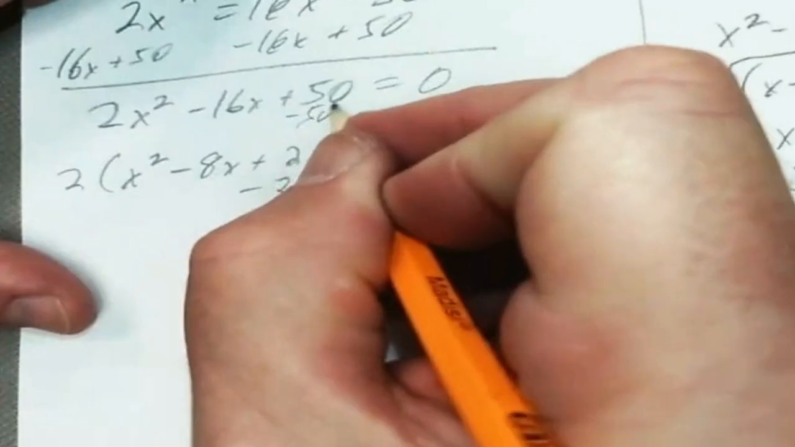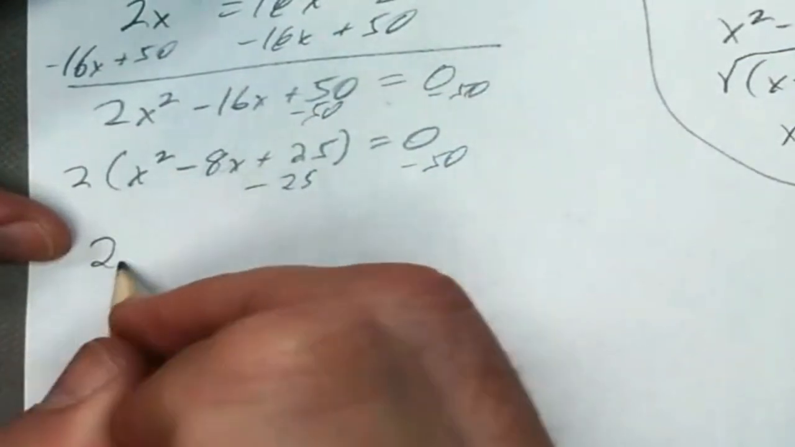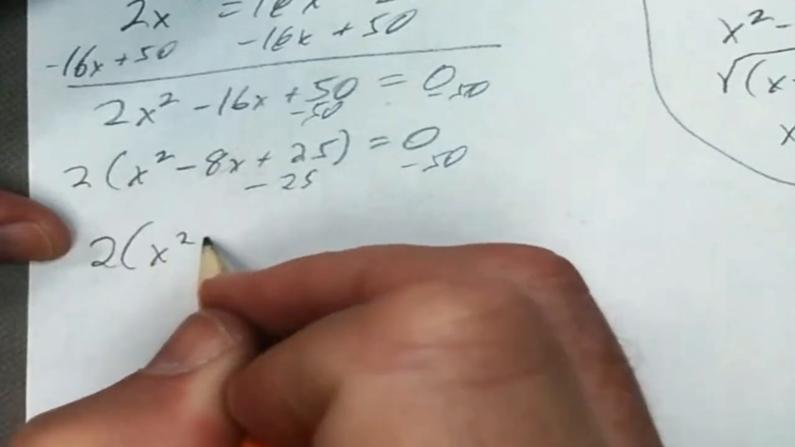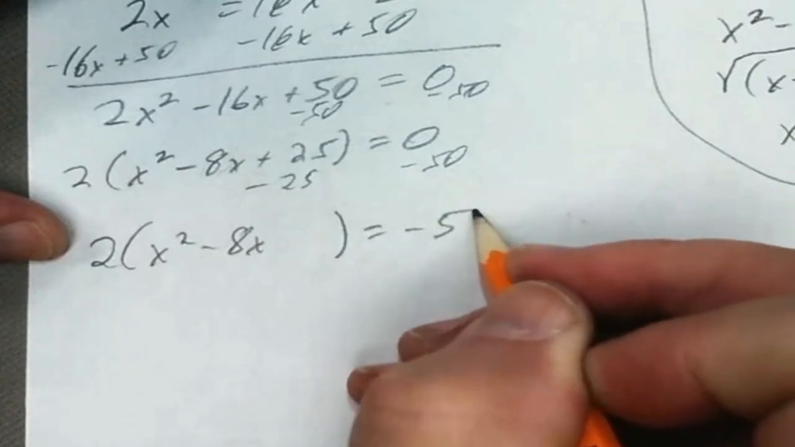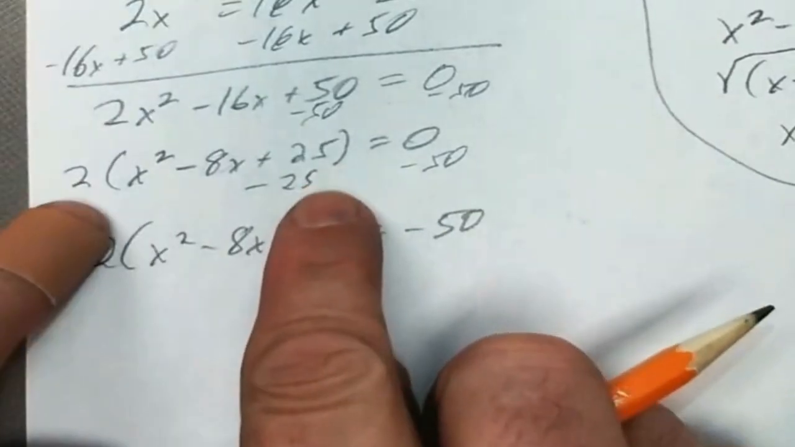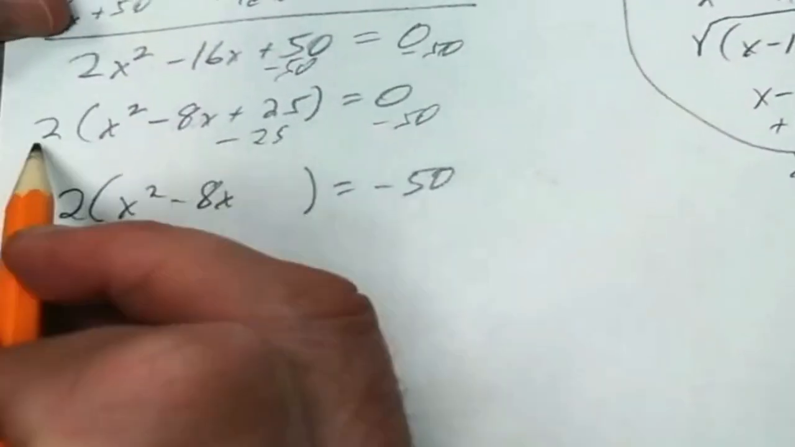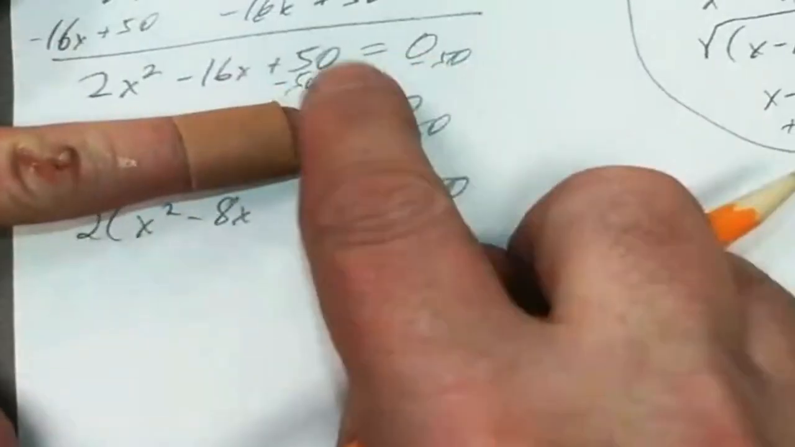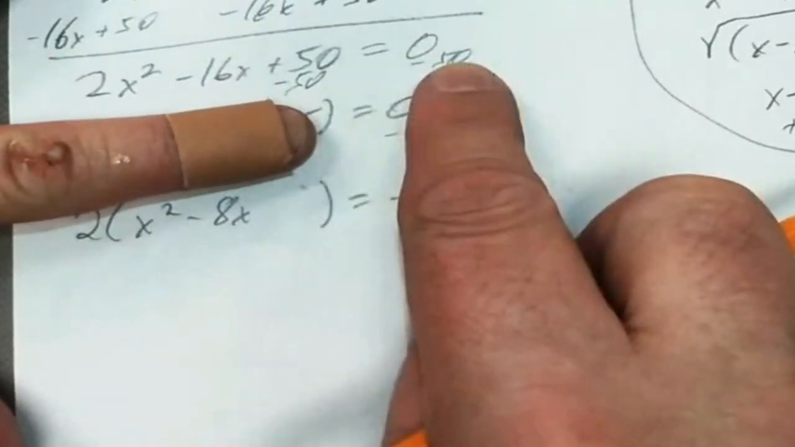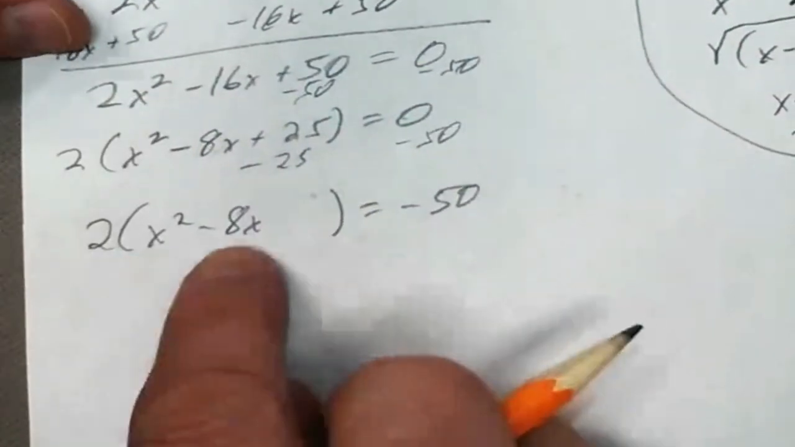It would have been simpler. If I moved it first, we would have 2 times x squared minus 8x on this side and negative 50 over there. It gets complicated when you factor something out and then try to move it. Got to remember, this is not negative 25 when it's being multiplied by 2. But this is what we have. If we were to skip this step and just move the 50 to start with, we'd factor out the 2 times x squared minus 8x.